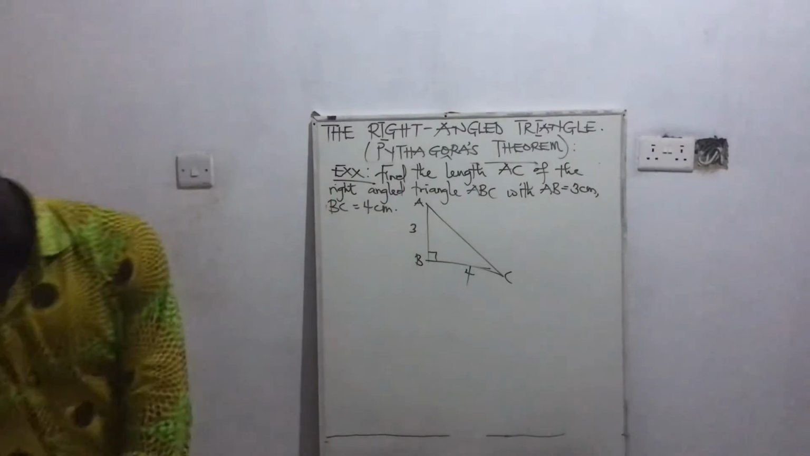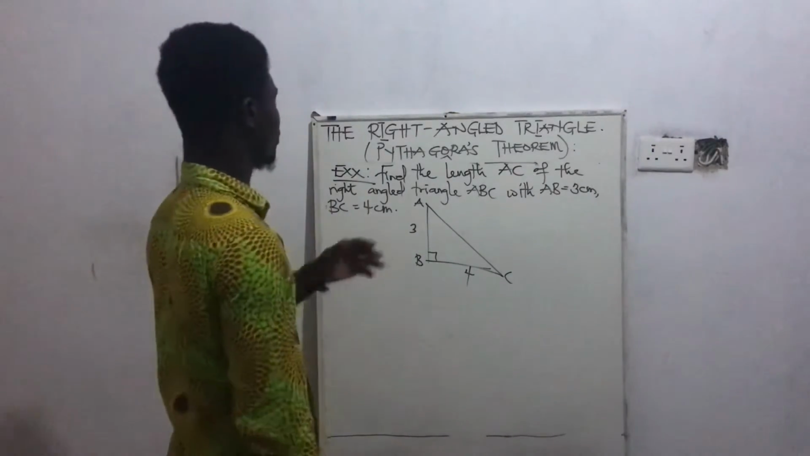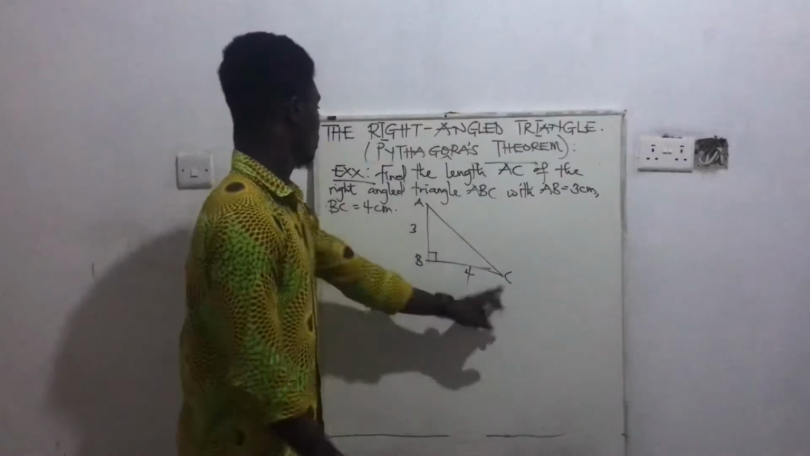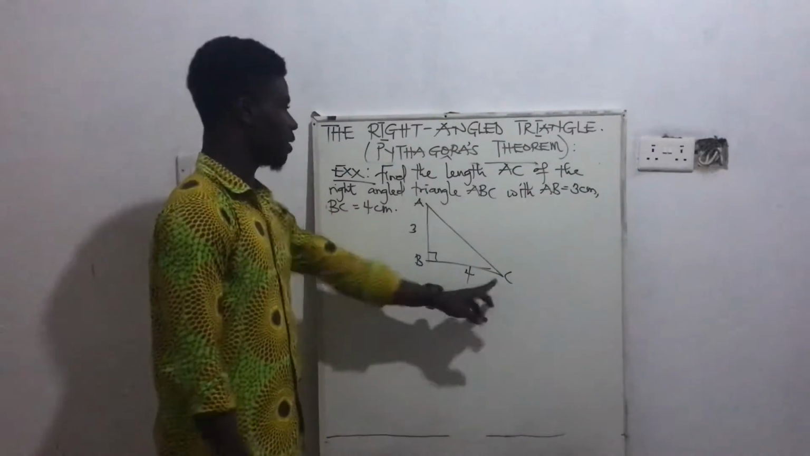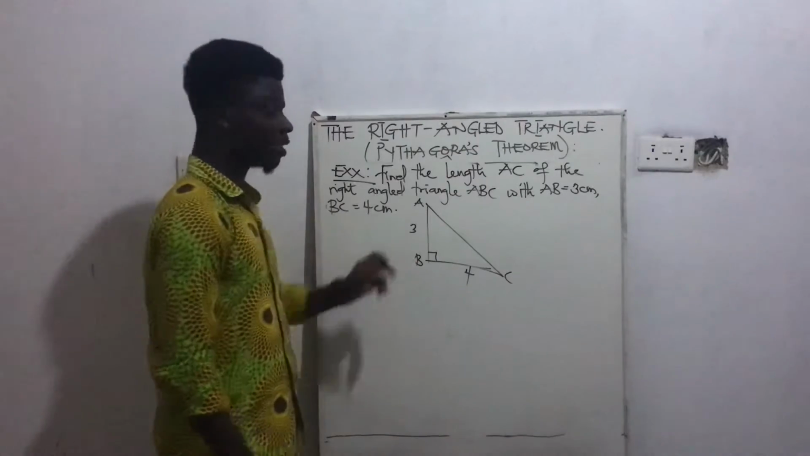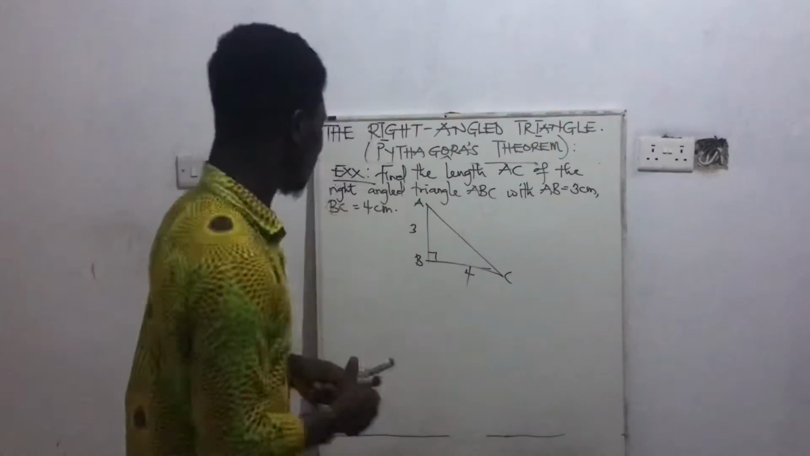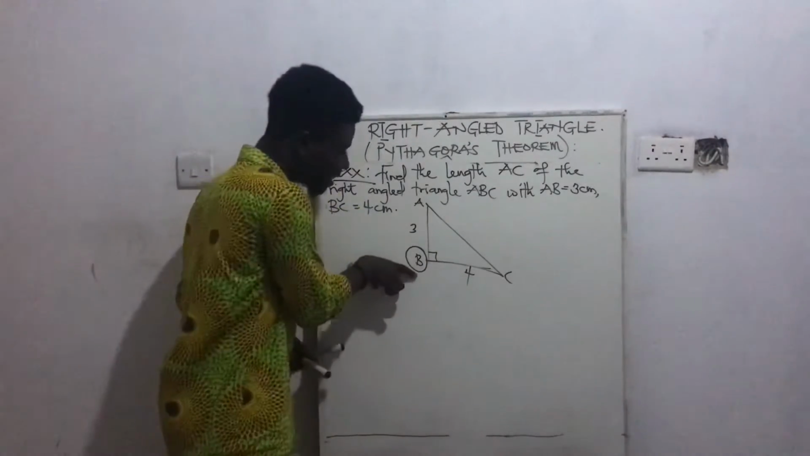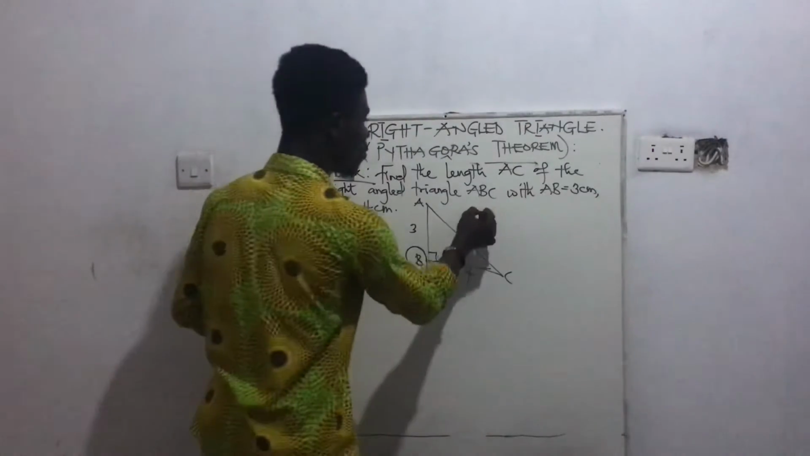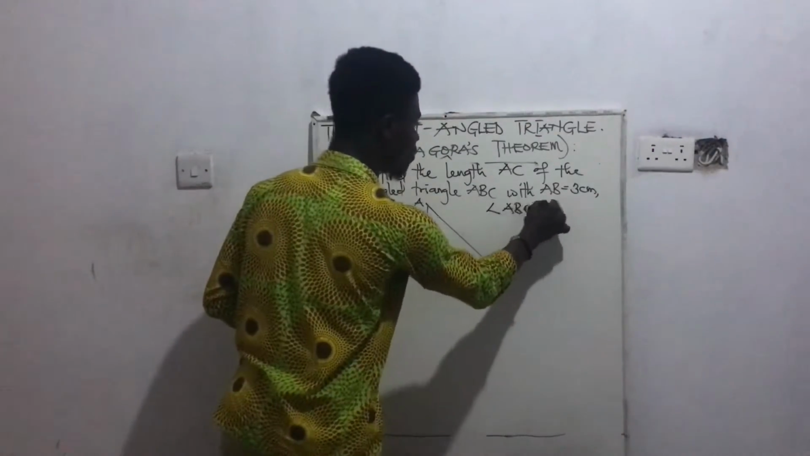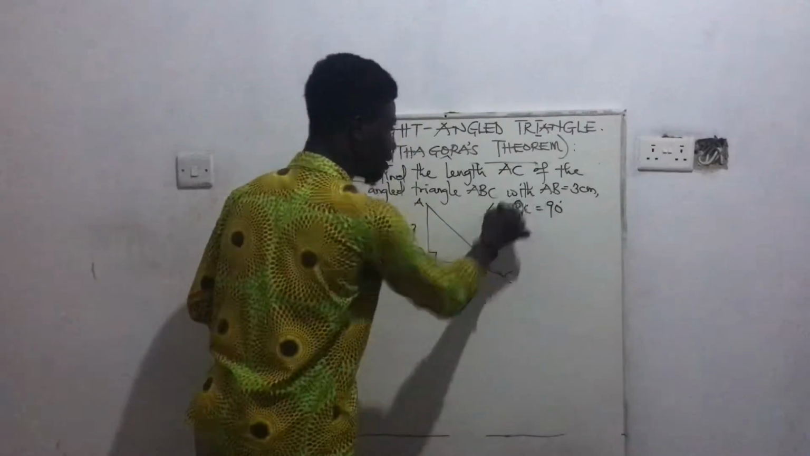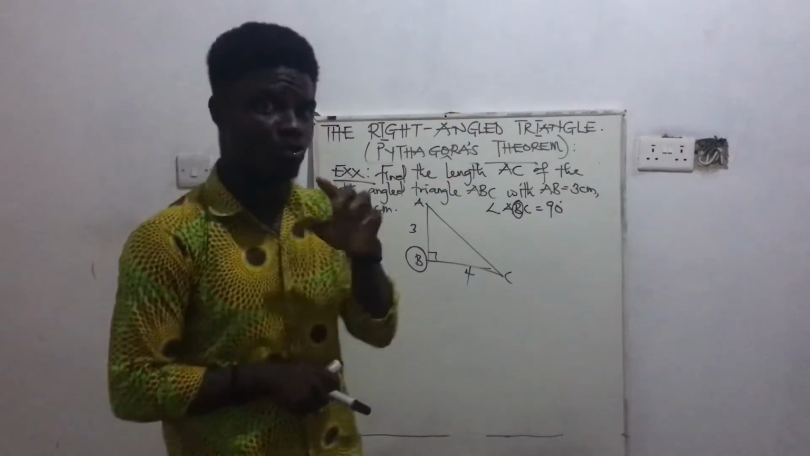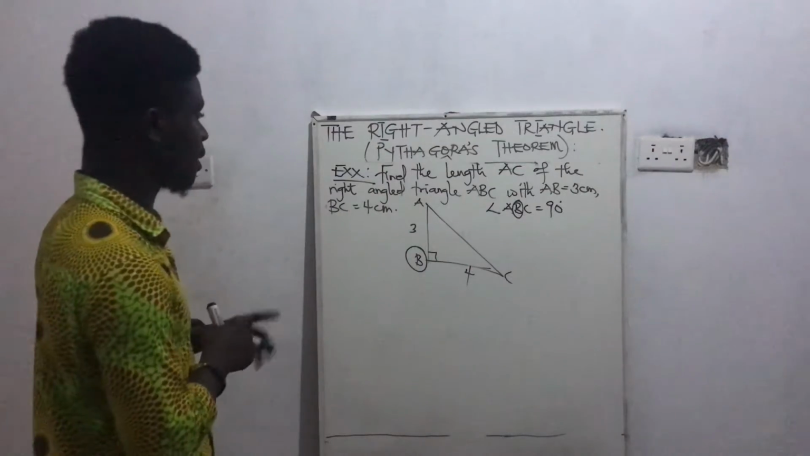So this is how the question is being set for Pythagoras theorem. Find the length AC. You should calculate the length AC of the right angle triangle ABC, with AB equals 3 centimeters, BC equals 4 centimeters. Now, the right angle is at this point B. You have to take note: 90 degrees is at this point B. So I can say that angle ABC equals 90 degrees, because the angle is the letter in the middle. Please take note. You've done plain geometry, so you know what we are talking about here.